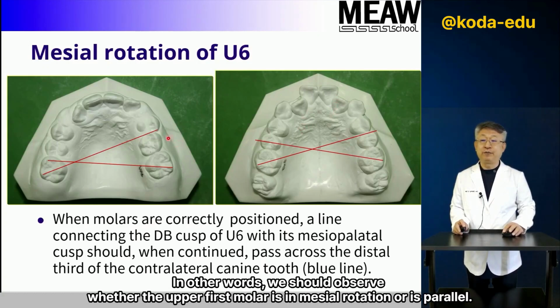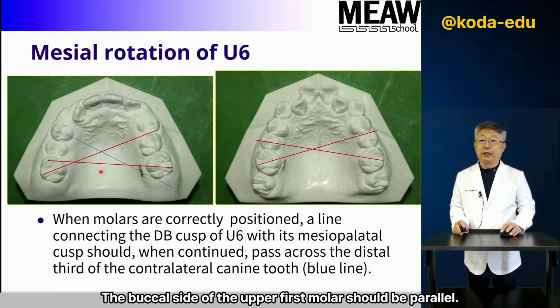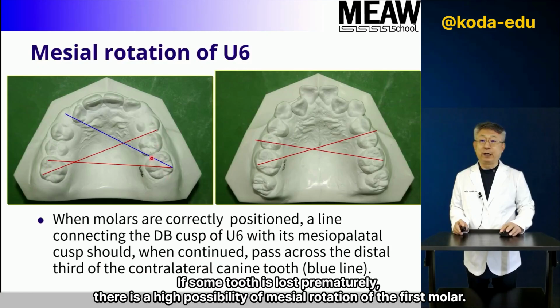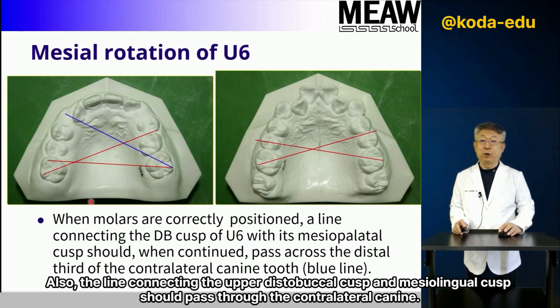In other words, we should observe whether the upper first molar is in mesial rotation or is parallel. The buccal side of the upper first molar should be parallel. If some tooth is lost prematurely, there is a high possibility of mesial rotation of the first molar. Also, the line connecting the upper distobuccal cusp and mesiolingual cusp should pass through the contralateral canine.